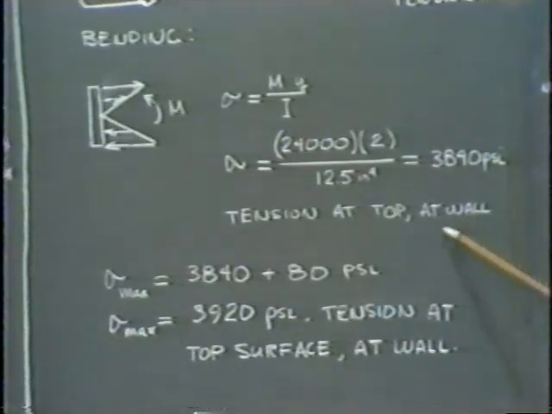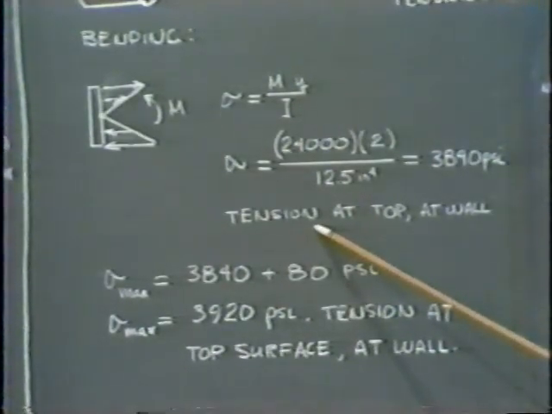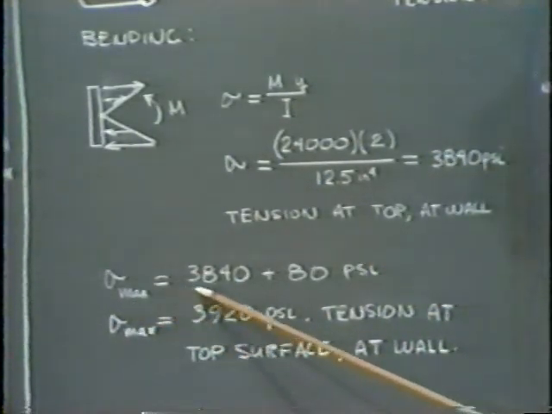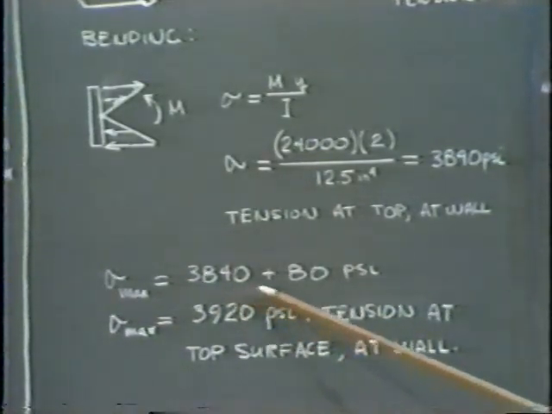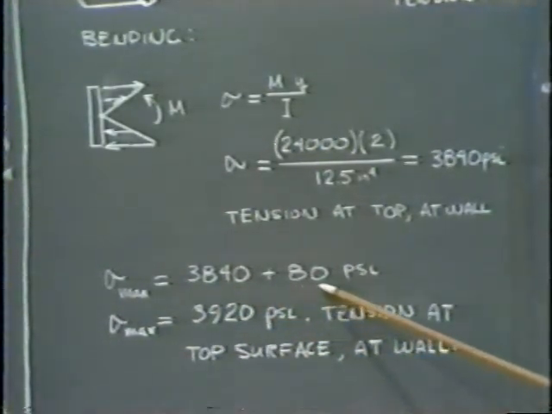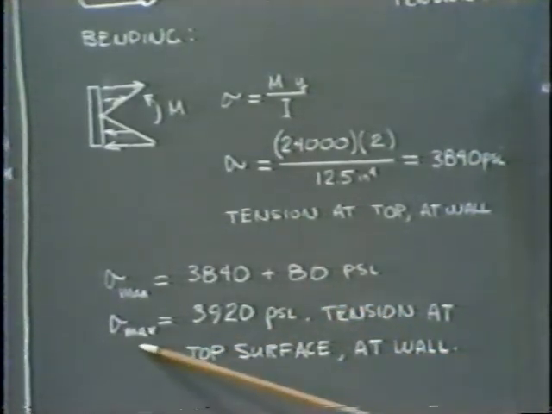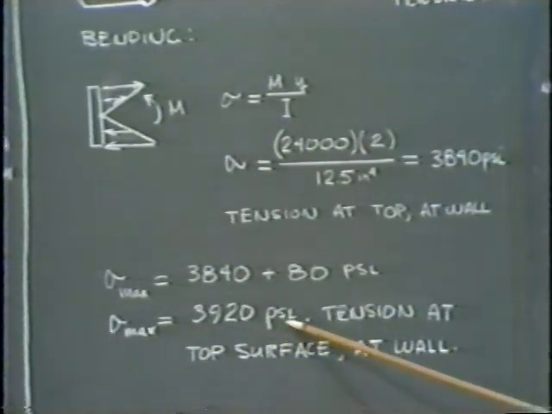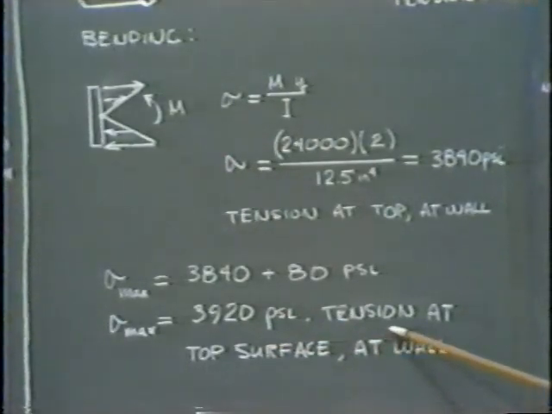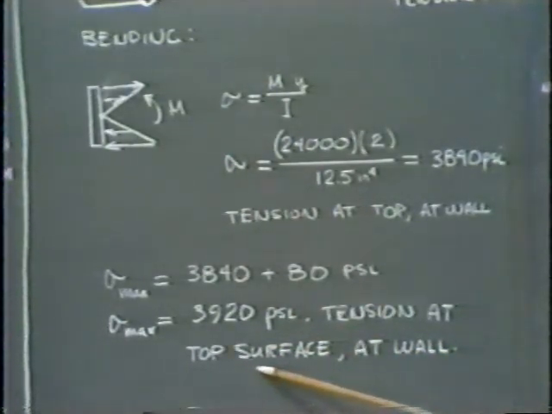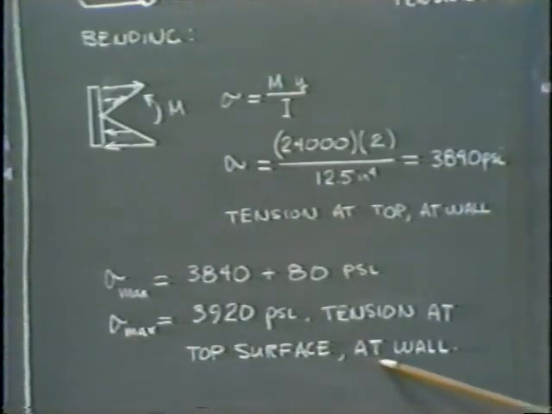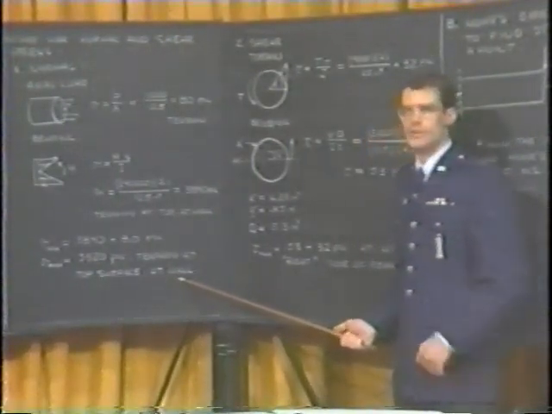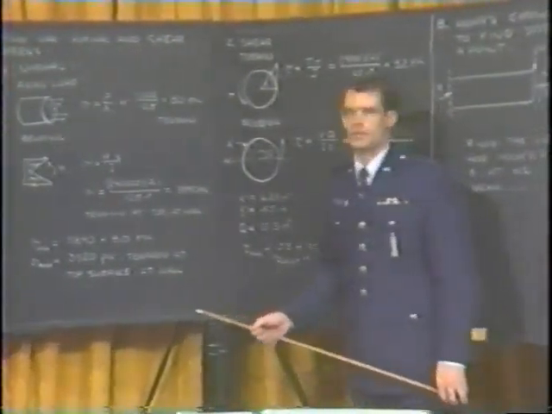Now let's add these. Since they are both in tension, we'll simply arithmetically add both of the stresses. The maximum normal stress due to bending first, 3,840. Next, due to the axial load, is 80 pounds per square inch. My maximum normal stress then turns out to be 3,920 pounds per square inch. And specifically, I've labeled it as tension at the top surface of our beam, and it occurs right as the beam comes out of the wall. The location of these points is important to specify. Okay. Next, let's go to shear.